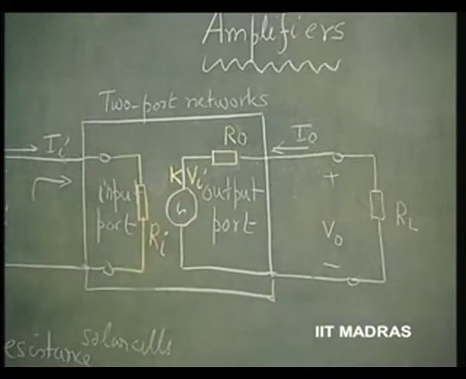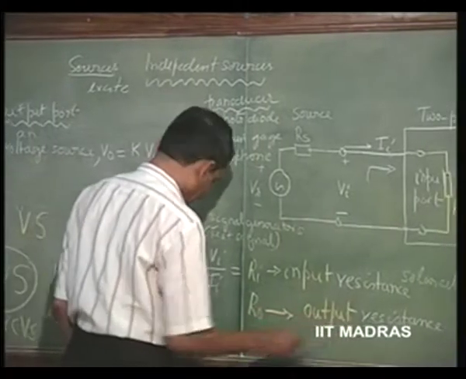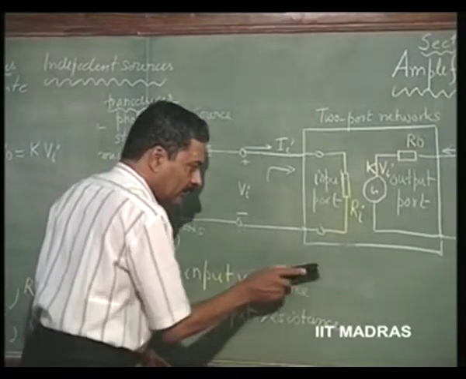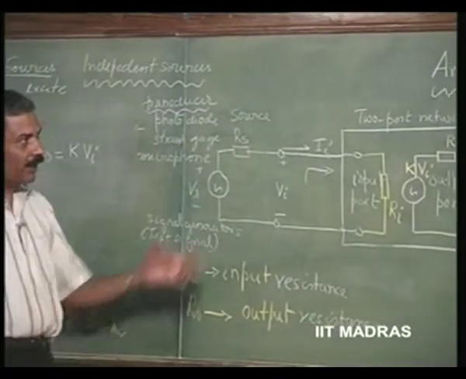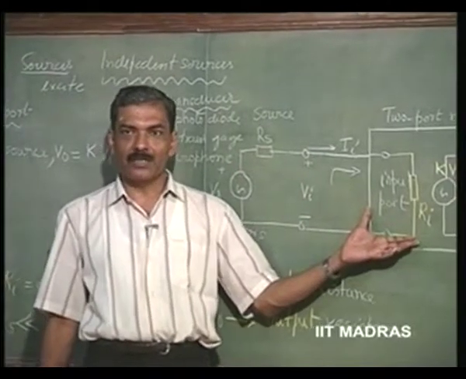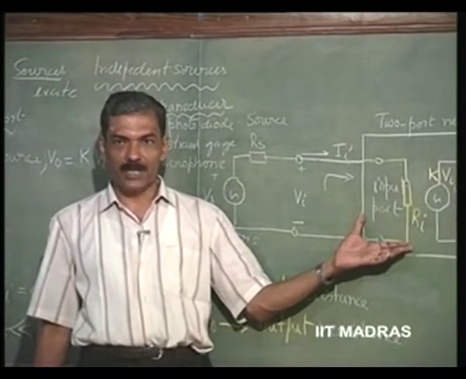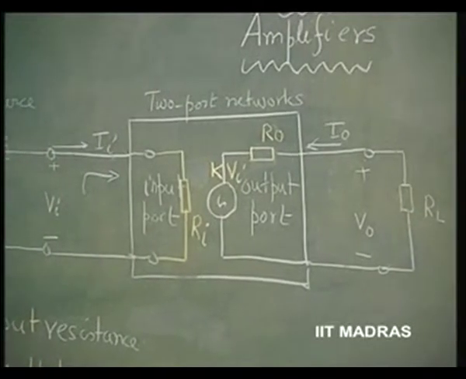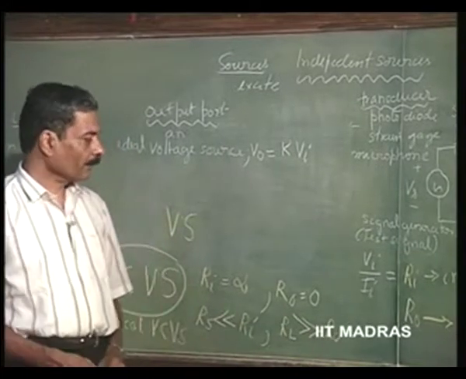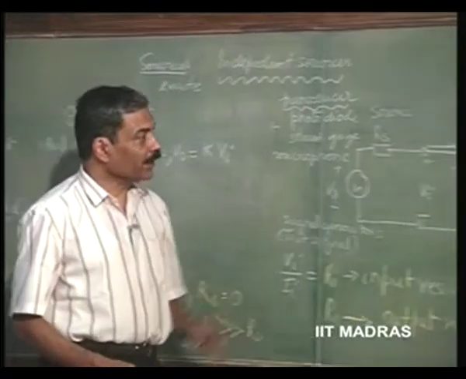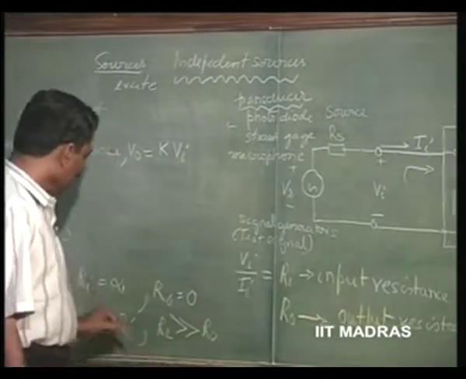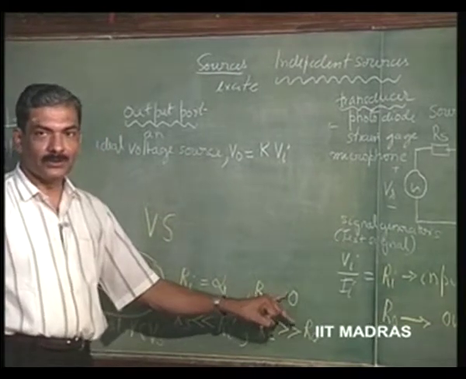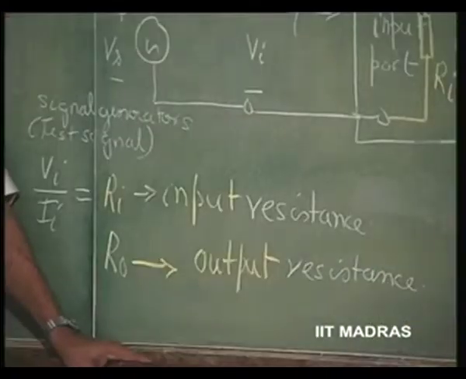So, output resistance and input resistance are important parameters of this amplifier, which we are calling a voltage controlled voltage source amplifier, in case these relationships are satisfied. So, the ideal voltage controlled voltage source on the other hand has Ri equal to infinity and R naught equal to 0.